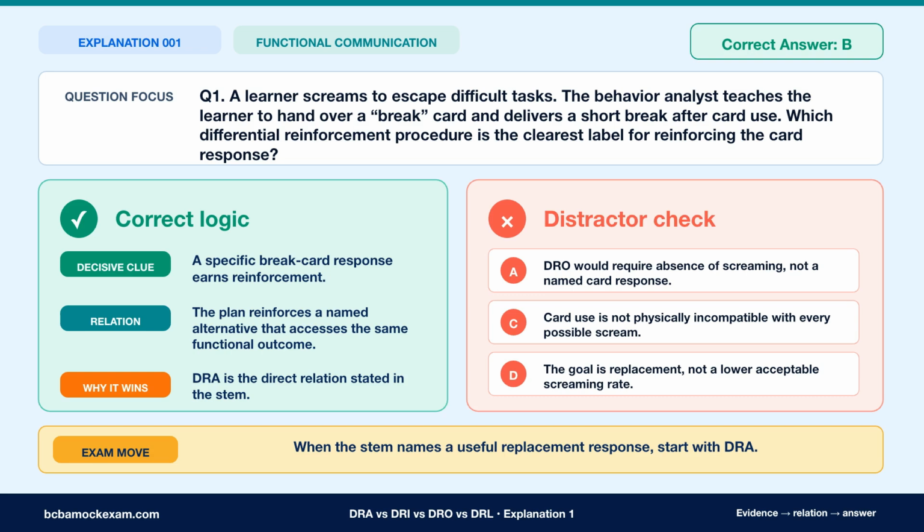The best answer is B. DRA. The plan reinforces a named alternative that accesses the same functional outcome. Compare the other options. A. DRO would require absence of screaming, not a named card response. C. Card use is not physically incompatible with every possible scream. D. The goal is replacement, not a lower acceptable screaming rate. When a stem names a useful replacement response, start with DRA.